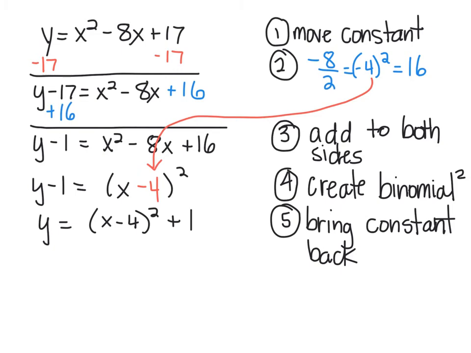So let's review what we just did. The first thing we did was we moved the constant to the other side by bringing the 17 to the other side. The second thing we did, we took this b term, we divided it by 2, we got -4, and we squared it to get 16. And I added that to both sides, leaving me this. Now what I do is I create the binomial squared, and the binomial squared is created by this -4, which is b divided by 2, dropped in here, and square the whole binomial. And last, I bring this to the right side.